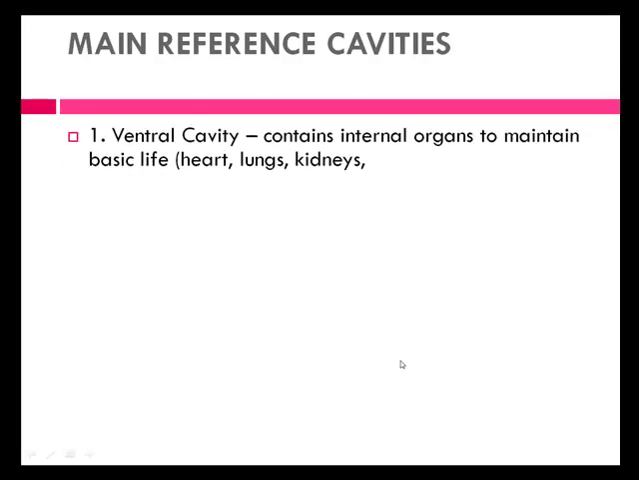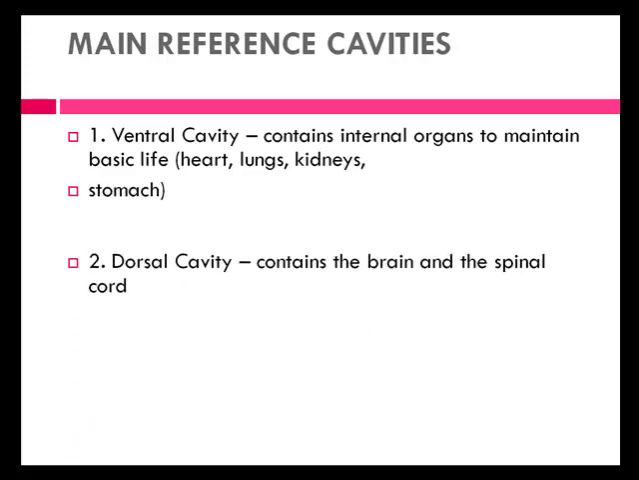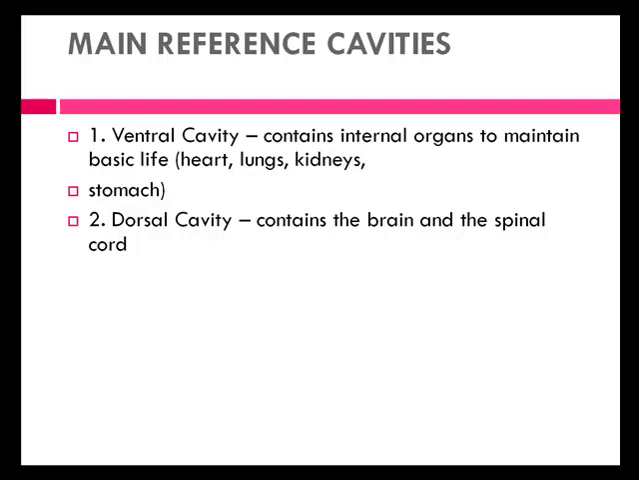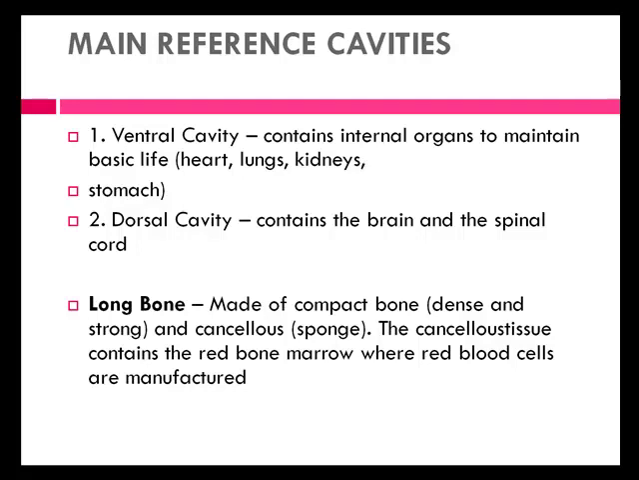The main reference cavities: we have the ventral cavity, which contains the internal organs to maintain basic life, including the heart, lungs, kidney, and the stomach. The dorsal cavity contains the brain and the spinal cord. Long bones are made up of compact bone, dense and strong, and cancellous bone, which has a spongy appearance. The cancellous tissue contains the red bone marrow where the red blood cells are manufactured.